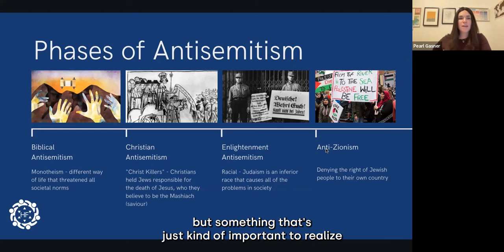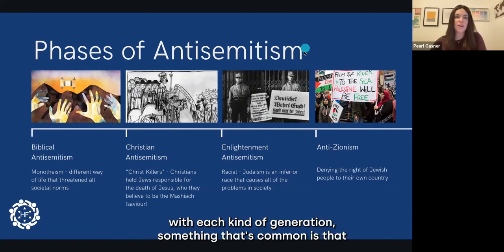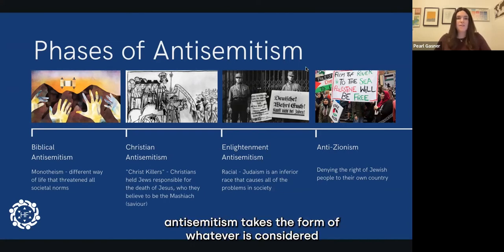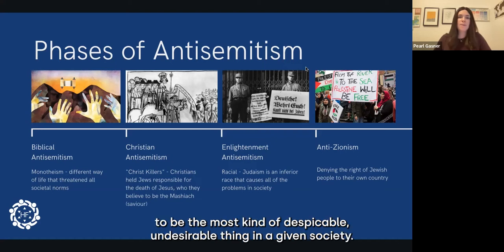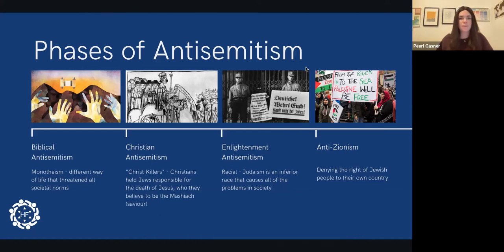But something that's important to realize is that even though anti-Semitism morphs and changes and looks different with each generation, something that's common is that anti-Semitism takes the form of whatever is considered to be the most despicable, undesirable thing in a given society. Whatever that horrible thing is gets put onto the Jewish people.